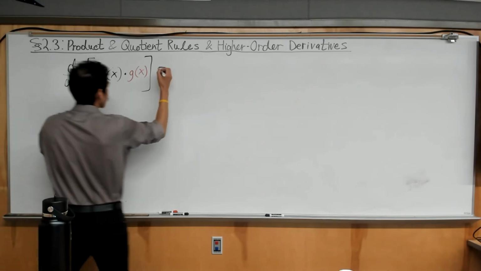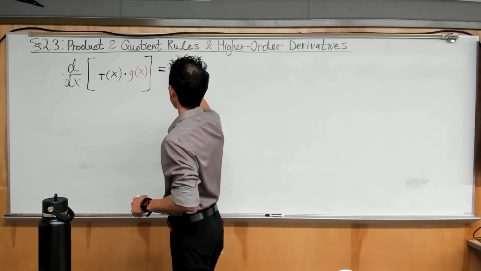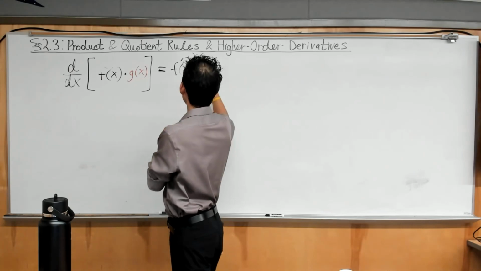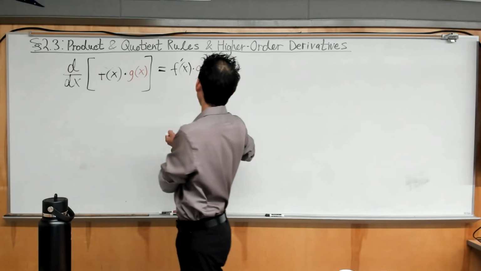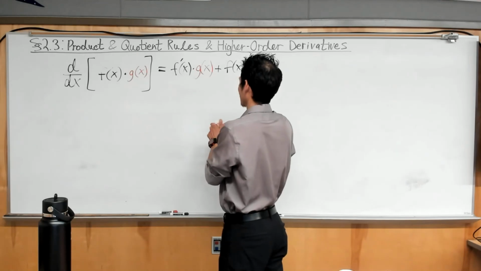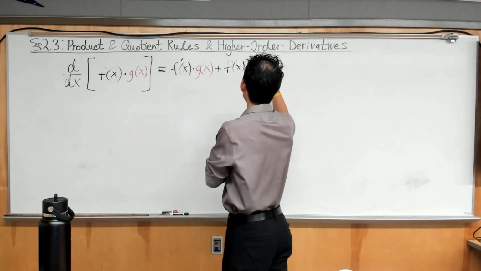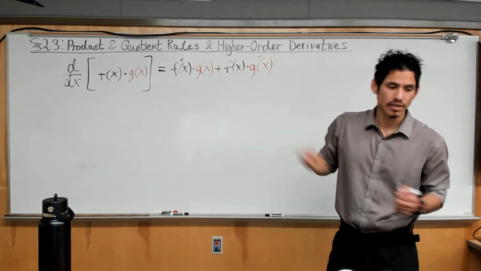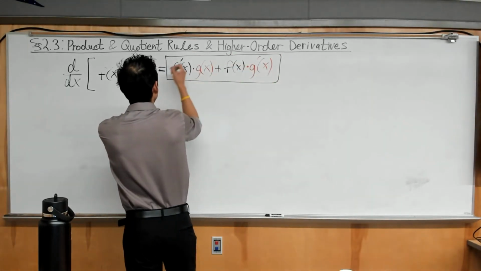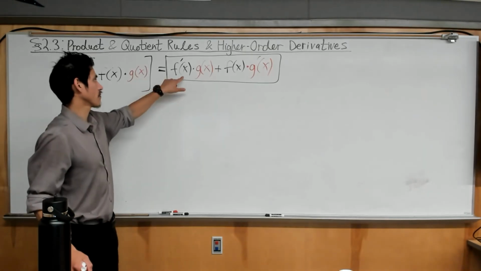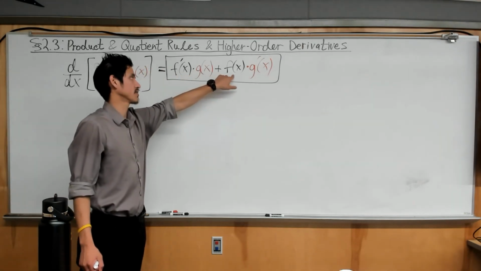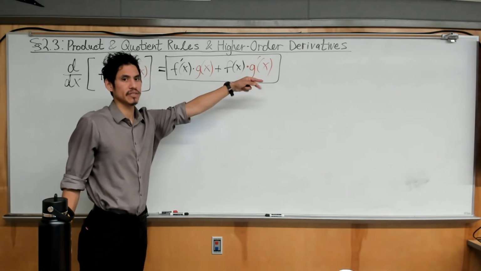This says that this will be equal to the derivative of f of x, so f prime of x, times g of x, plus f of x times g prime of x. You see? It's pretty simple. Take the derivative of the first one, multiply it by the second function, then add it to the first function, multiply by the derivative of the second one. It doesn't actually matter the order.